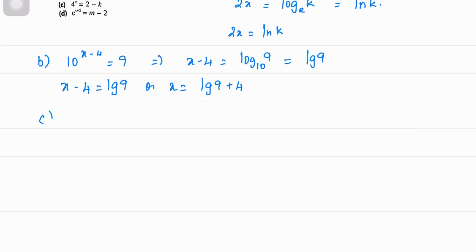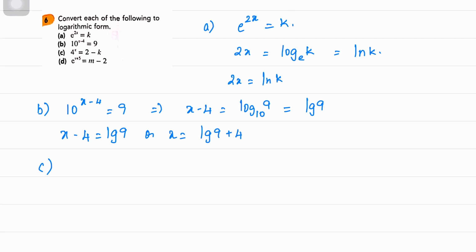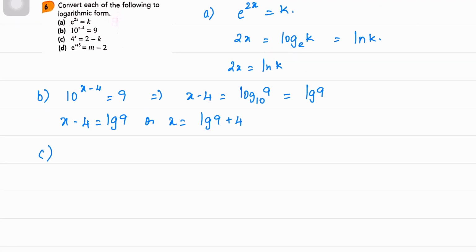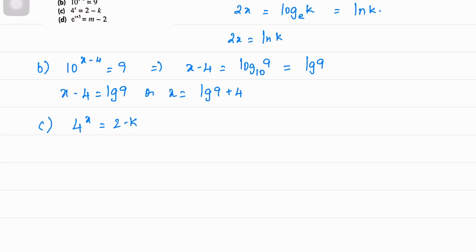Let's move on to the third one. 4 raised to x equals 2 minus k. So x equals log base 4 of 2 minus k.